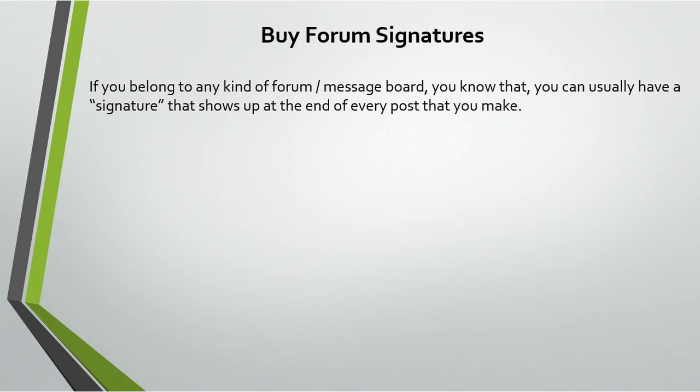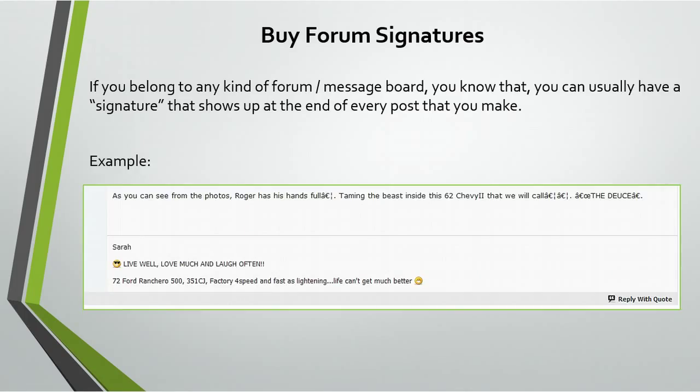It's kind of like your little statement, and it shows up on every post that you make. So here's an example where this person has as her signature: 72 Ford Ranchero 500, 351 CJ, factory 4-speed and fast as lightning, life can't get much better. In this case, it's a car forum about classic cars. So they posted the type of car that they drive, their vintage car, and a nice little positive statement.